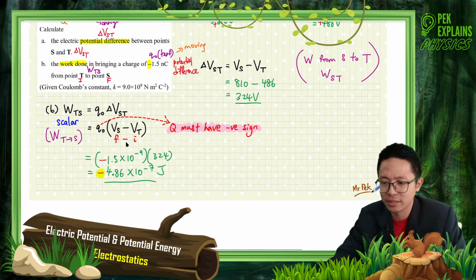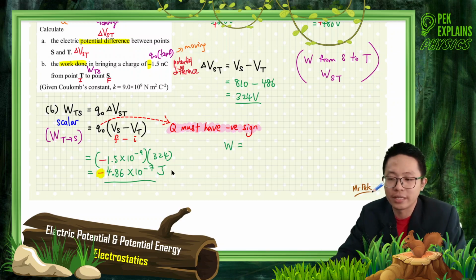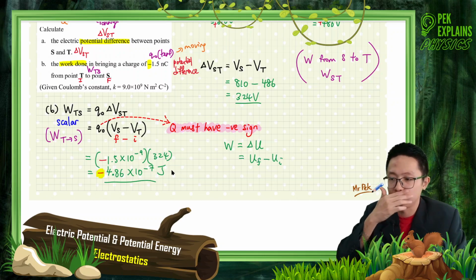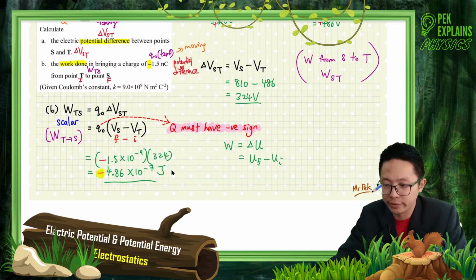Some teachers will say, and it is correct, that this negative sign actually is work done by electric force. Another way of saying it: what is the meaning of work done? Work done is actually the change in electric potential energy, isn't it? It is the final potential energy minus the initial potential energy. So when you have a negative work done, what does it mean?